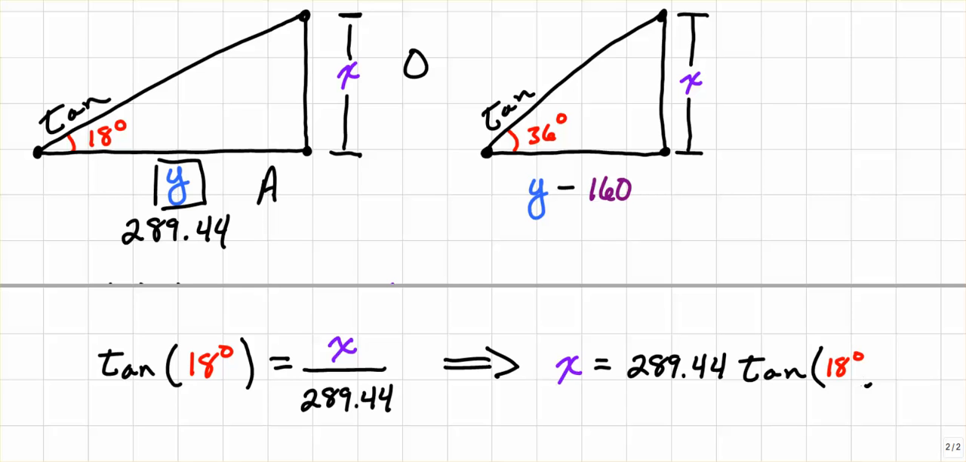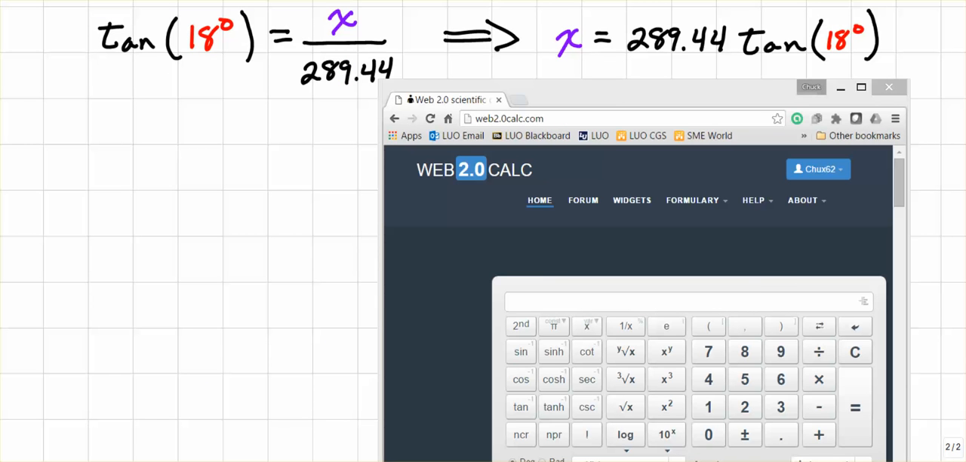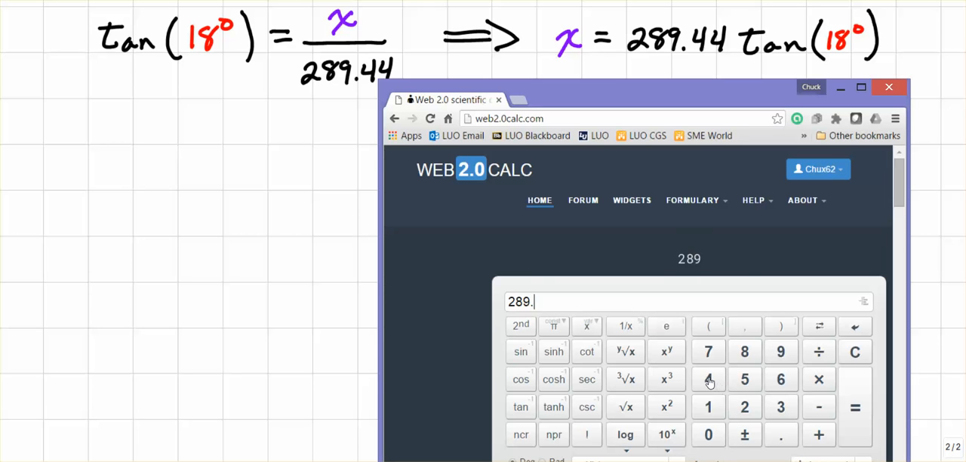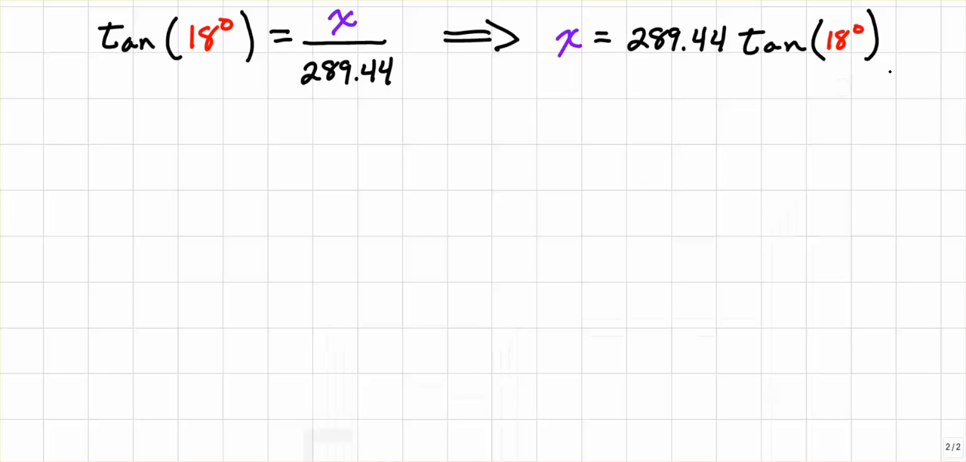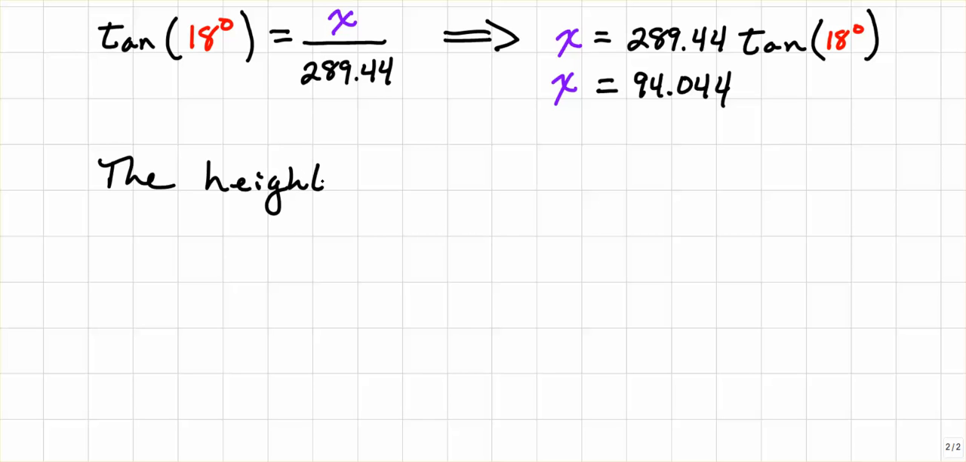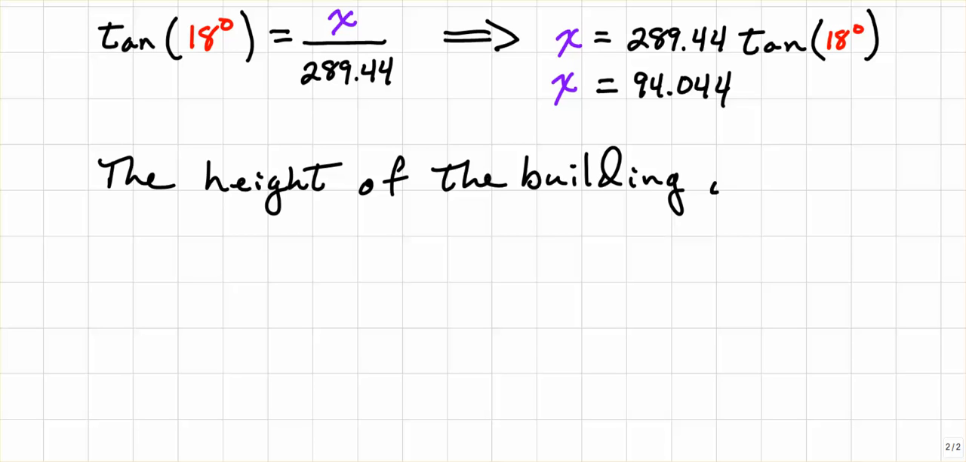And then we will once again plug this into the calculator. Okay, so we'll use the calculator again, and we'll go ahead and type in the number 289.44 times the tangent of 18 degrees, and we'll make sure that we close the parentheses on that. You'll notice that it's typed in up here above the calculator interface. We'll press equals, and we have 94.044. But remember that the directions called for rounding to the nearest foot. Therefore, we can say that the height of the building is 94 feet.